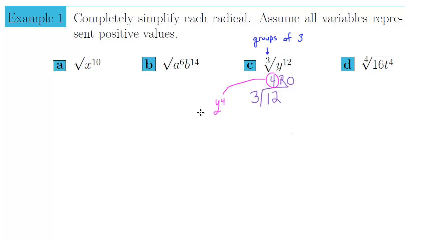So if we put this all together, we see that the cube root of y to the 12th should be equal to y to the 4th, with nothing left under the cube root because we had no factors of y left.